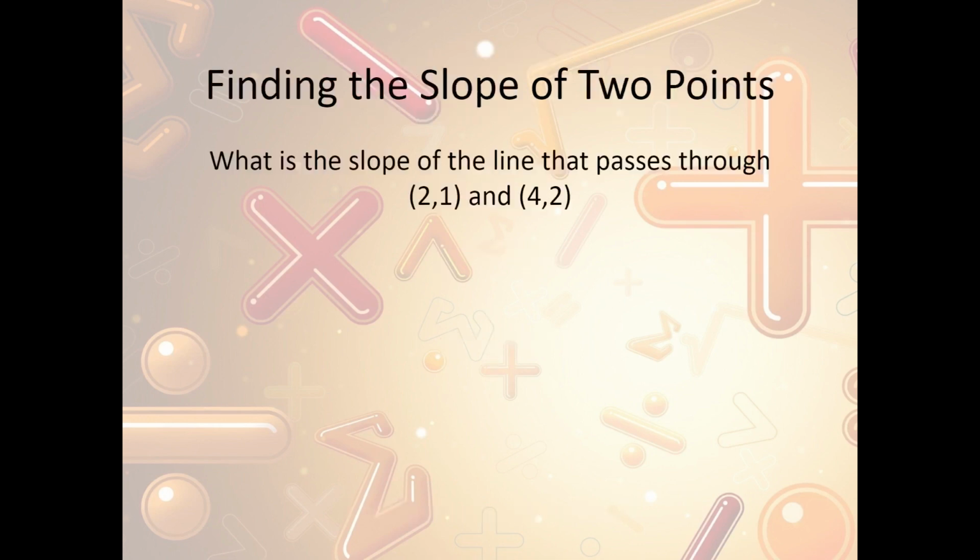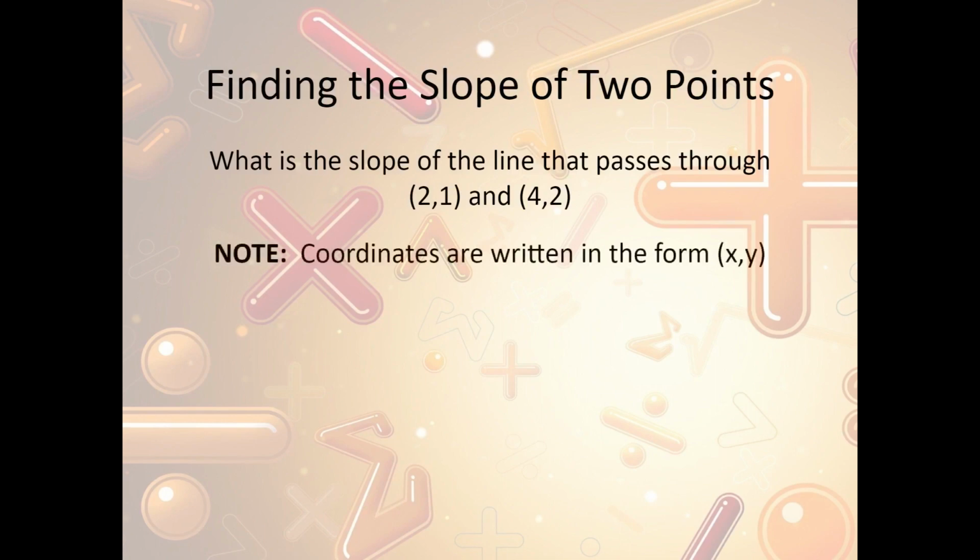Now what if I'm given 2 points and asked to find the slope? Well, first thing we need to remember is that coordinates are written in the form x and y, right? So the x goes first and the y goes second. And that slope is the change in the y over the change in the x. So what we're going to do is we're going to take these points and we're going to subtract the y values and put that as my numerator, and subtract the x values and put that as my denominator.